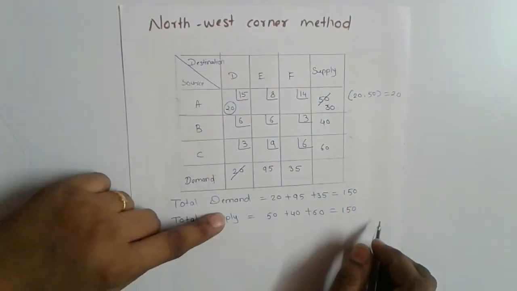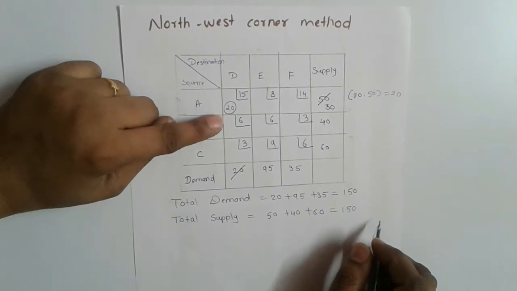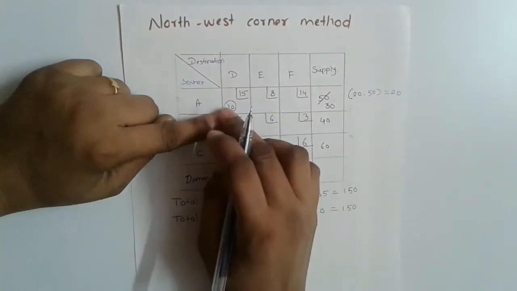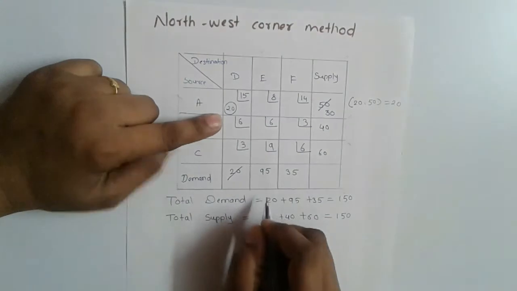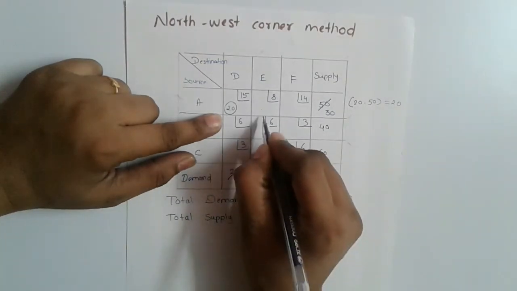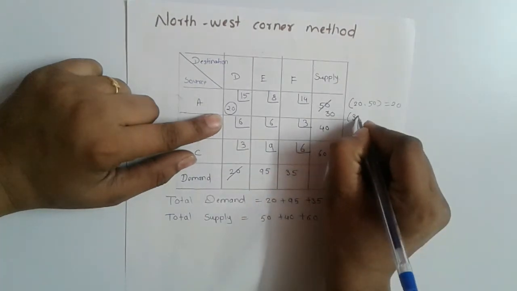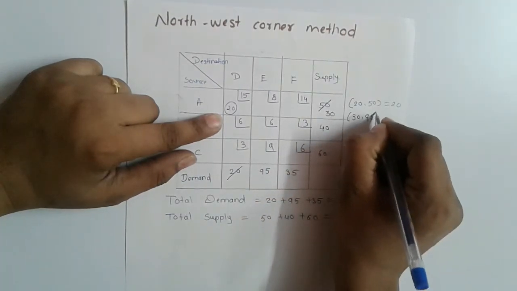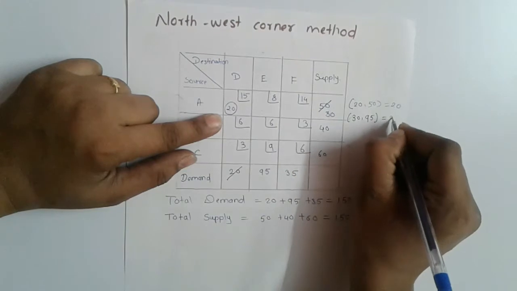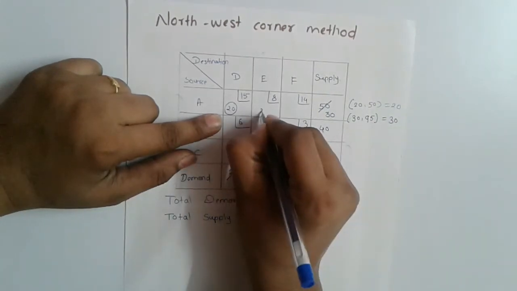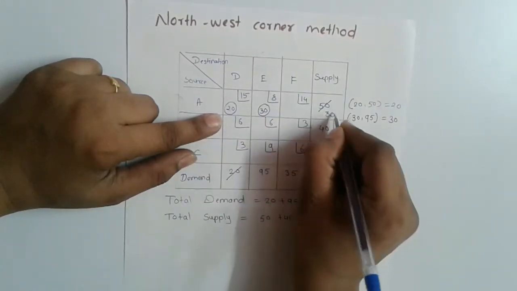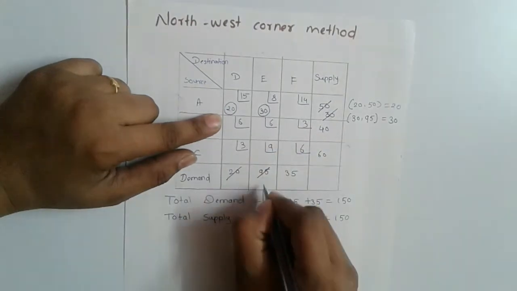Now as the demand is exhausted, so we move to the next cell in the same row, that is to this cell. Here the supply is 30 units and the demand is 95 units. So we can allocate minimum of 30 and 95, that is 30 units to this cell. So allocate 30 units here. Supply is exhausted and demand remains 65 units.